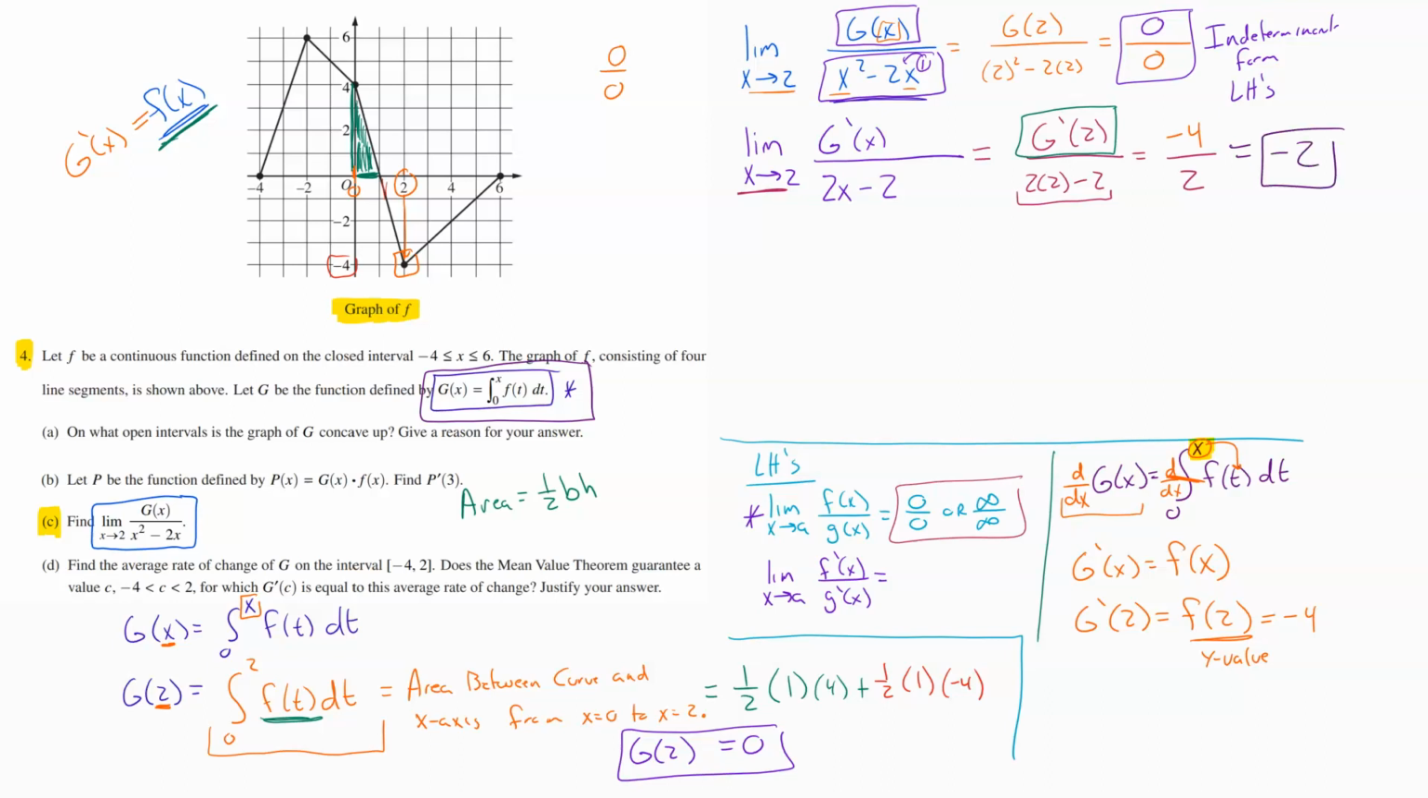And so that's equal to the limit that I started with. Because of L'Hopital's rule, I know the limit as x approaches 2 of g of x over x squared minus 2x is going to equal negative 2. And that would be my final answer for this question.